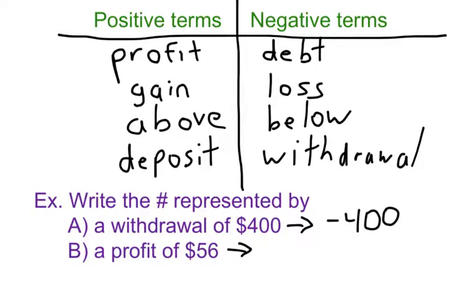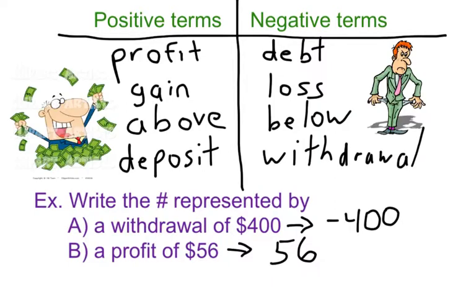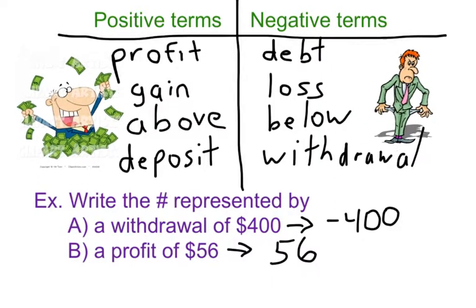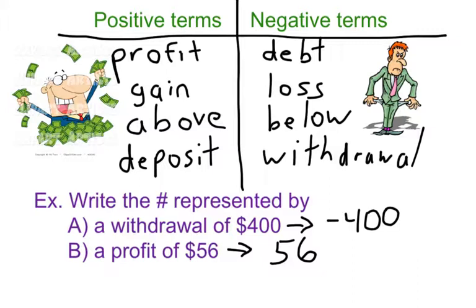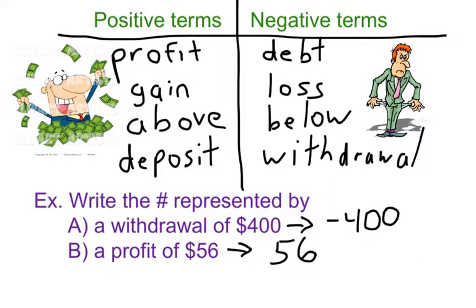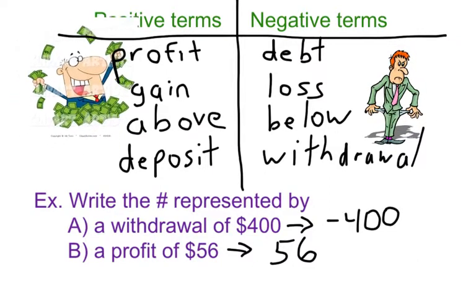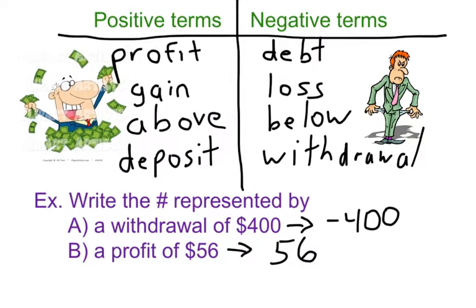What about for the next one, a profit of $56? Yeah, we would use a positive 56. And you don't need to write the positive symbol, it's understood. And these guys right here are showing you, this guy probably owes some money. He can't find any in his pockets, and he probably owes some money. This guy is making some profits, some gains. He can make deposits into his bank.